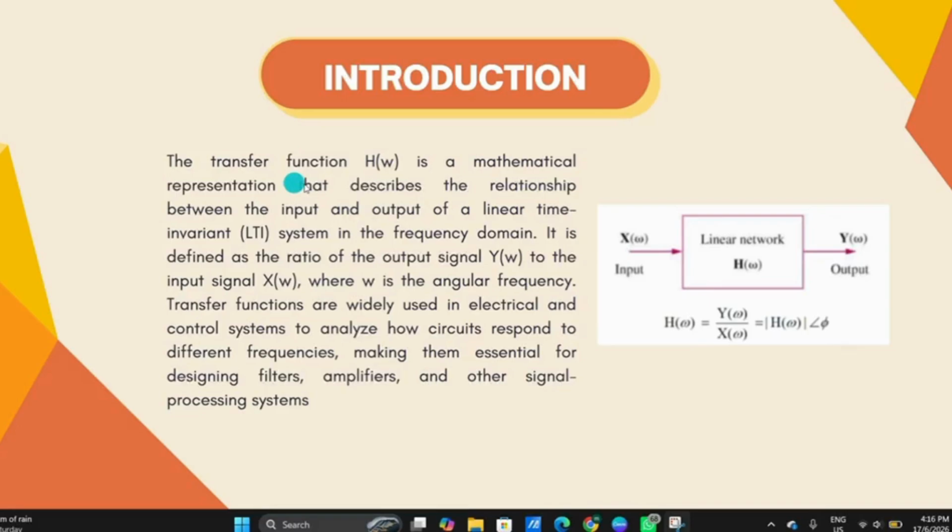Transfer function represents the relationship between the input and output. As we can see here, it is defined as the ratio of the output signal Y(ω) to the input signal X(ω). ω is the angular frequency. This is the equation, the ratio between Y(ω) and X(ω).